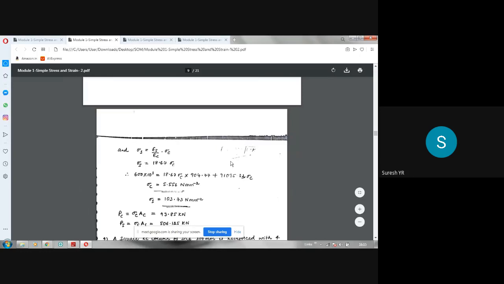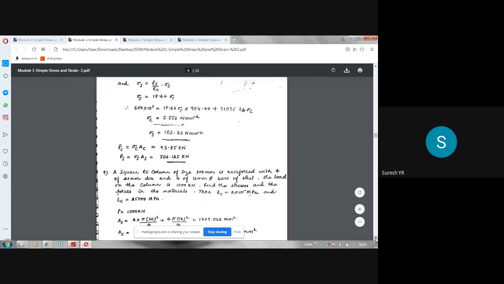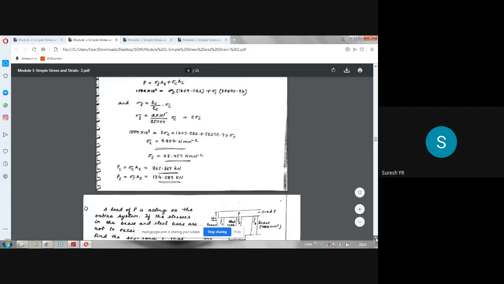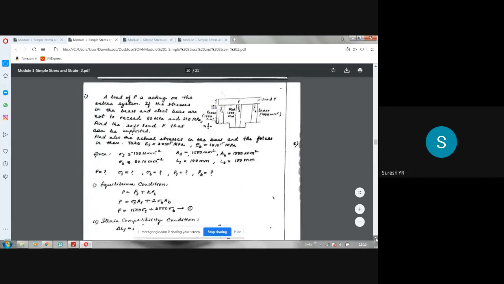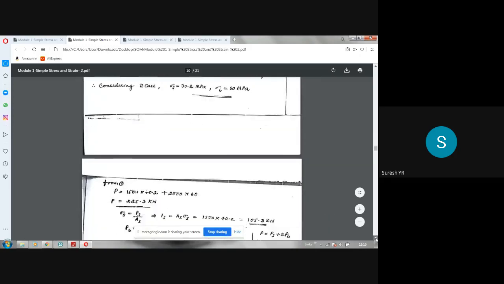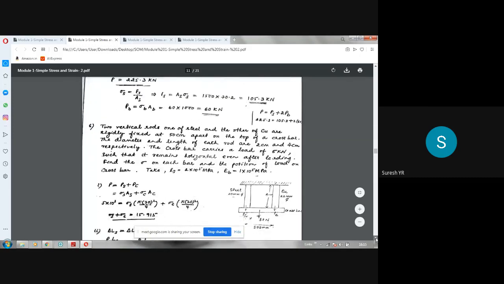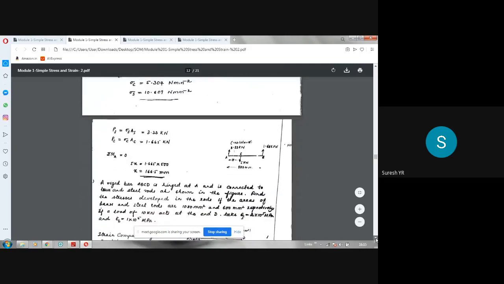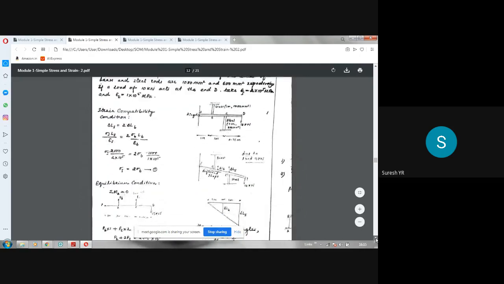So we have to use the same two equations, equilibrium equation and strain compatibility equation. Solve that, and we are going to get the answer. The next problem is also the same. All these are compound bar problems. So this is what I wanted to explain. This is also a compound bar problem. All this I had explained in our class. Just go through that.